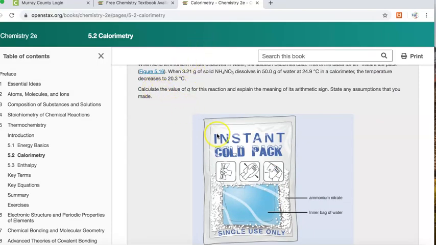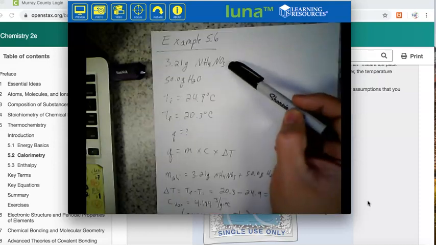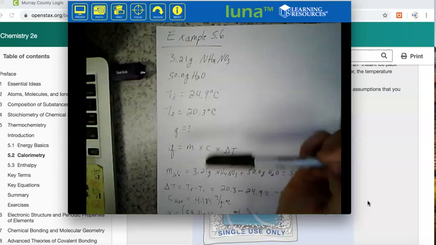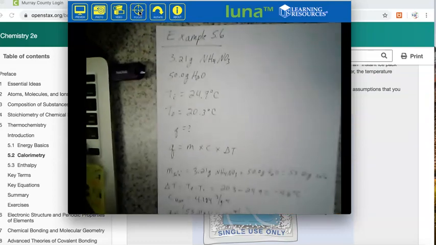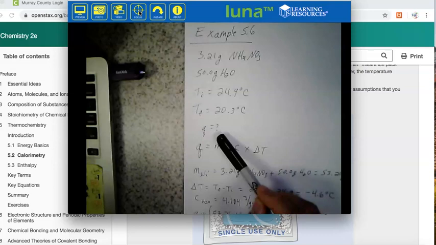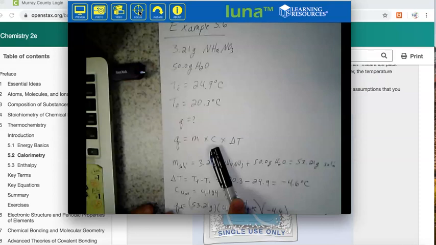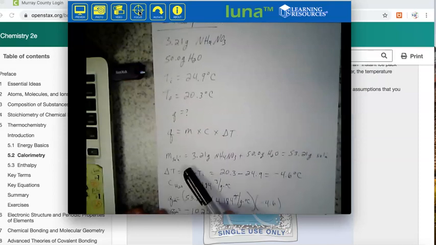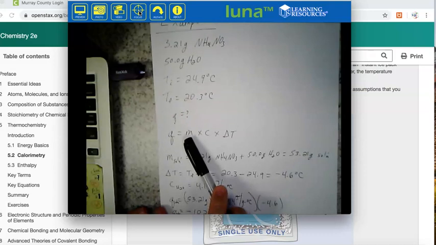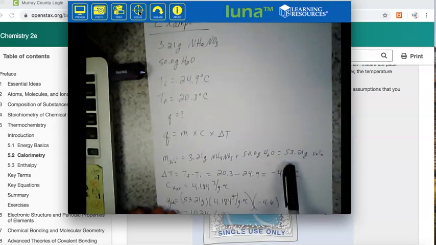All right, so let me go ahead and move here. This is our given information here: the mass of the ammonium nitrate, the mass of the water, our initial and final temperatures. Let's see, is that better? And then we're wanting to know the heat involved. Okay, so we know the formula for heat is mass times heat capacity times the change in temperature. So my mass for my solution is my mass of my ammonium nitrate plus the mass of my water. So I add those things together to get the mass of the solution.